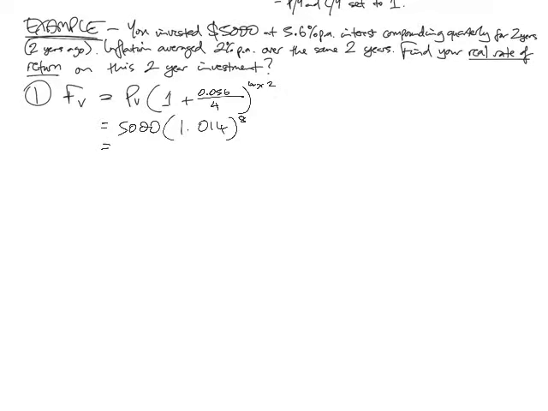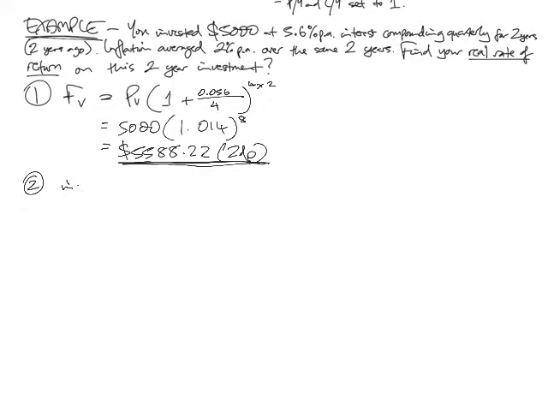Work that out: 1.014 to the power of 8. And then times that by 5,000. You'll get 5588.22 to 2 decimal places. So that is what your investment would increase to, ignoring inflation. That's what your bank account is going to say your money has grown to. So that's what it's going to look like initially, but that is completely ignoring inflation, ignoring the fact that everything is becoming more expensive as time goes on.